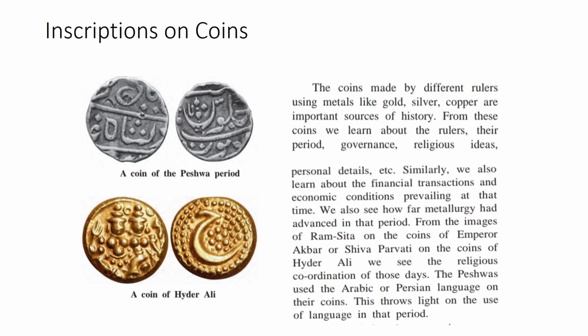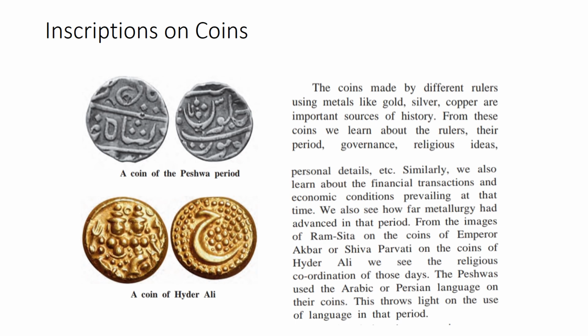Alright, so this is a picture that I have taken from your textbook. Textbook की एक picture है, and this part specifically talks about inscriptions on coins. Okay, on the left hand side you can see there are two coins. One is from the Peshwa period and another one is from Hyder Ali. Hyder Ali was a ruler. Okay, the coins made by different rulers using metals like gold, silver, copper are important sources of history. From these coins, we learned about the rulers, their period, governance, religious ideas, personal details, etc.